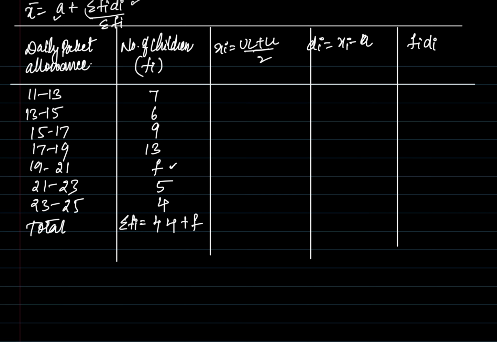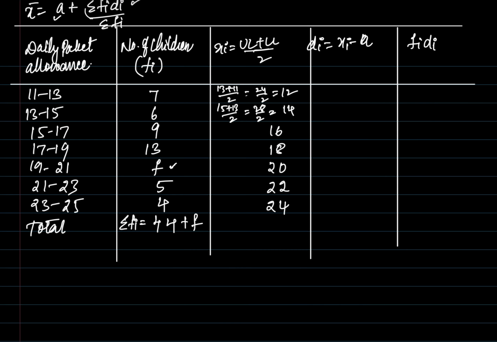Okay. Then we have to find xi. Xi is the upper limit 13 plus 11 by 2, that is 24 by 2, that is equal to 12. The same way, 15 plus 13 by 2, that is 28 by 2, that is equal to 14. In such a way, you have to find the xi for all the terms. Okay, so 14, 16, 18, and then next is 20, 22, and 24.